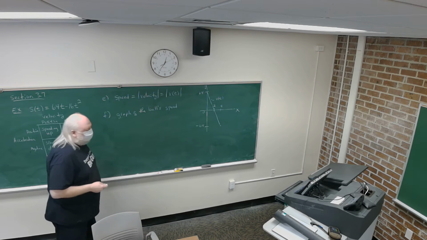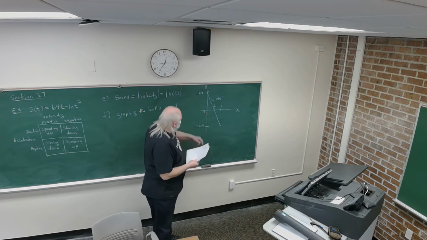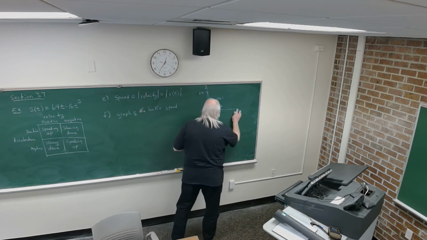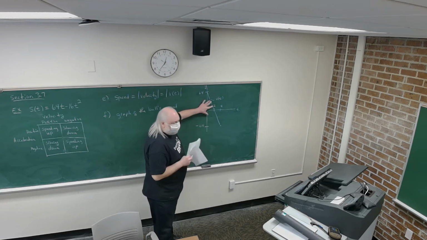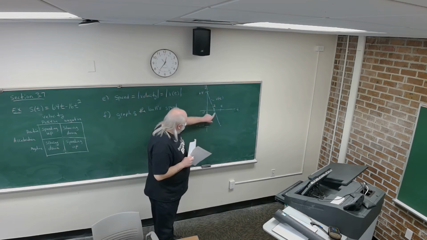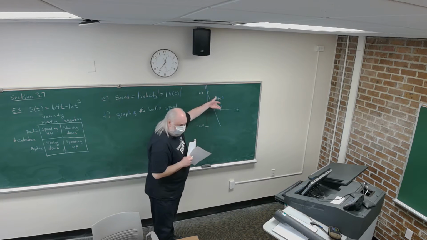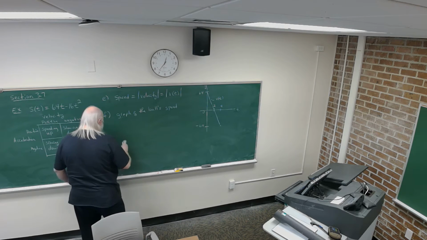And so the graph of the ball speed is the absolute value of this function. So where v of t is above the t-axis, that stays the same. Where the velocity function is below the t-axis, it gets flipped above the t-axis. Okay.